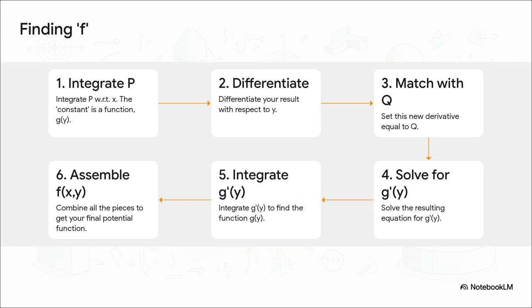Let's break this down. First, you're going to integrate the P component with respect to x. Now pay attention, because this is the number one spot where people make a mistake. Your constant of integration isn't just C anymore. It's a function of y, which we'll call g of y. Once you've got that, you differentiate your whole result with respect to y, and then you set it equal to Q. This is what lets you solve for g prime of y. Then you just integrate that to find g of y. And finally, you put all the pieces together.